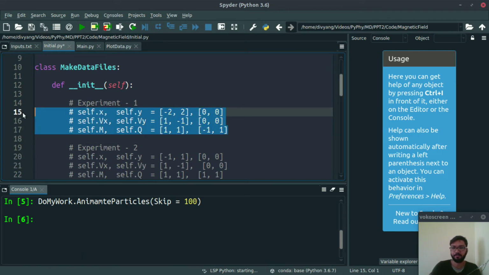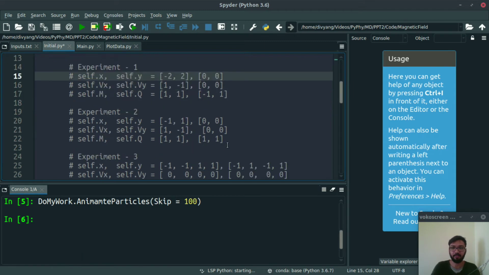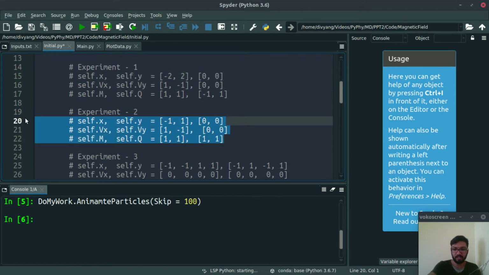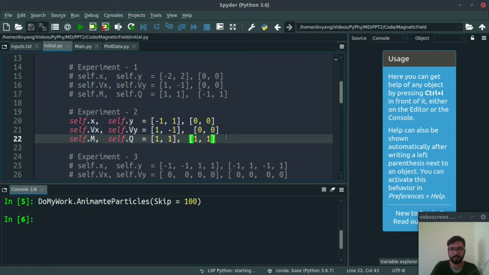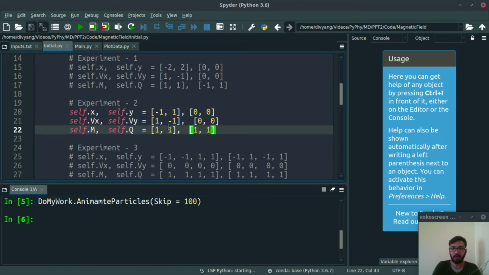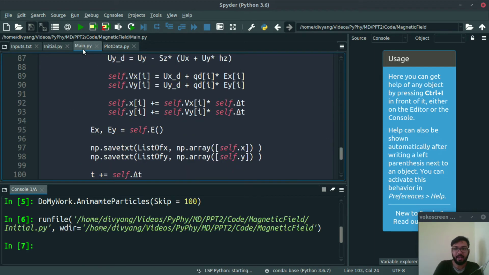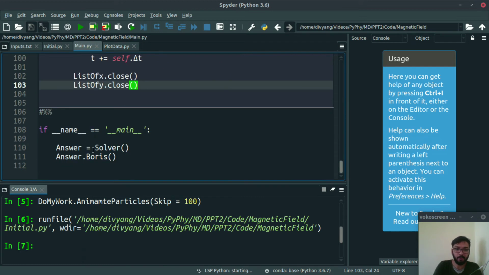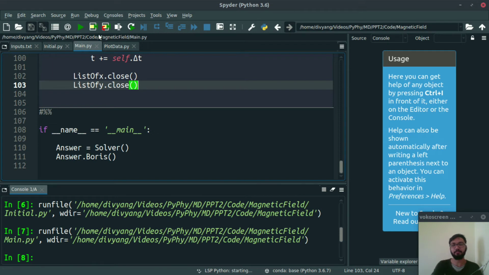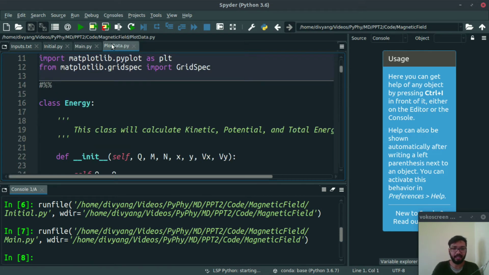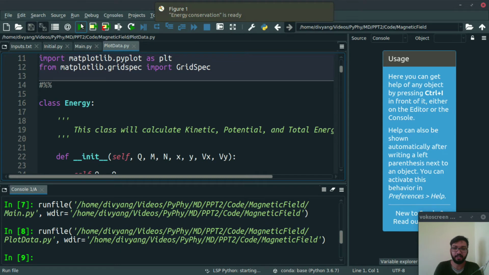Now let's initialize our problem for the second case. This experiment 2 is the input for the second example, right? So all things are the same, and in this case we have like charges, right? So we have 1 and 1, meaning they have positive charge, right? So let's initialize our problem by running this code, and now we will run this main.py to find out the answer, or say to find out the coordinates for this system. Okay, and lastly plot data.py.